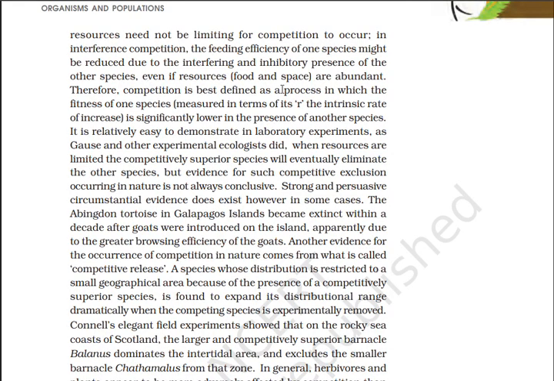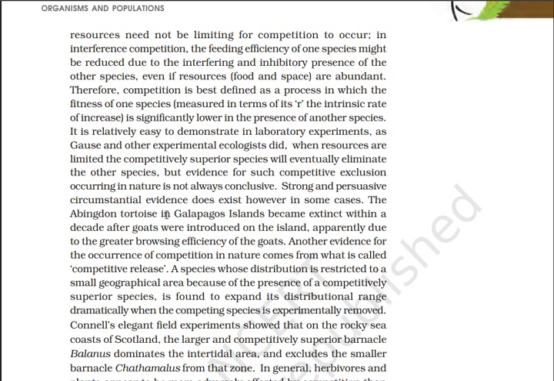Therefore, competition is best defined as a process in which the fitness of one species, measured in terms of r, the intrinsic rate of increase, is significantly lower in the presence of another species. It is relatively easy to demonstrate in laboratory experiments, as Gause and other experimental ecologists did. When resources are limited, the competitively superior species will eventually eliminate the other species, but evidence for such competitive exclusion occurring in nature is not always conclusive. Strong and persuasive circumstantial evidence does exist, however, in some cases.